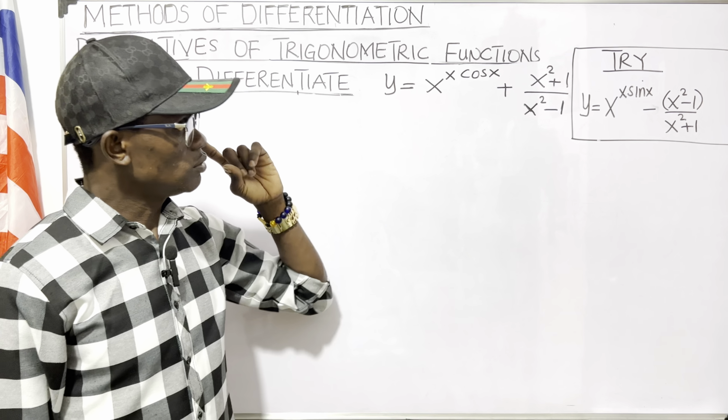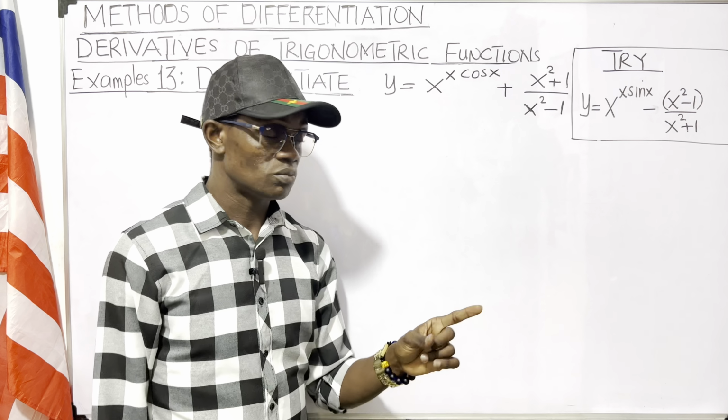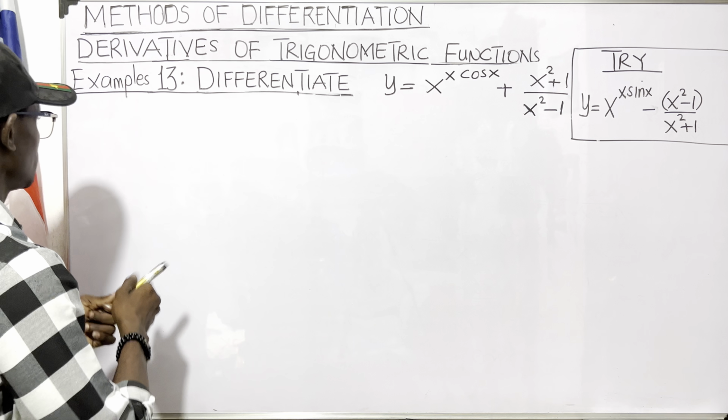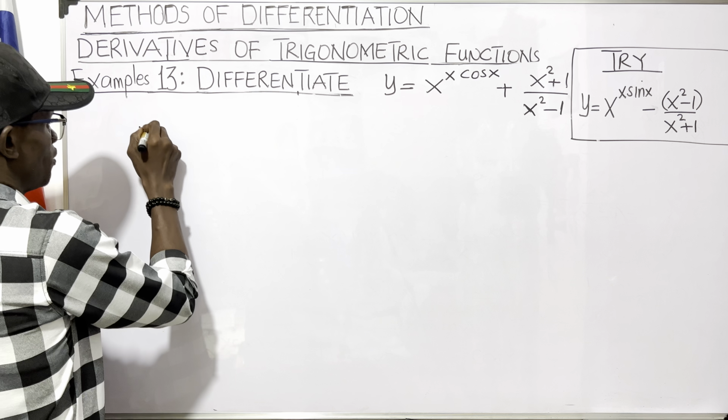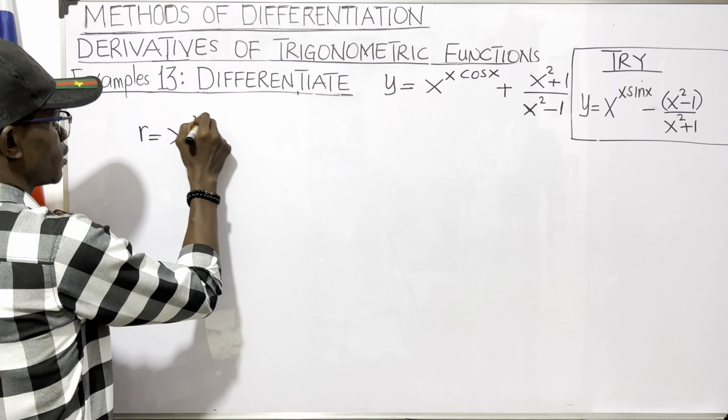So your major target should be how you can bring this power down. If we just had a single term right here, we could say, okay, let's take the ln on both sides. But because we have two separate terms, if we take the ln on both sides, the ln would not affect this term so that this power can drop. So what we need to do is deal with them separately, this term and this term. I can say, let the first term be r equals x raised to the power x cos x.